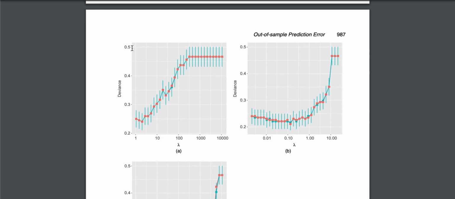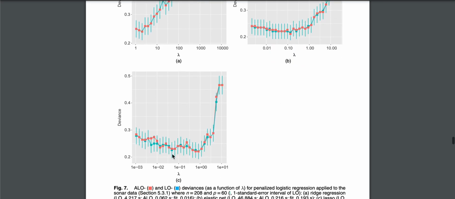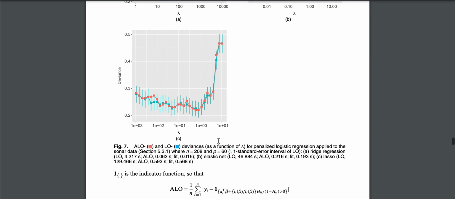So here we have on the vertical axis what you see as deviance. Deviance is -2 times the log likelihood, so this is almost like our L. And on the horizontal axis we have lambda. And then here we see this arrow going down and going up, going down and going up, going down and going up. And this is for penalized logistic regression.